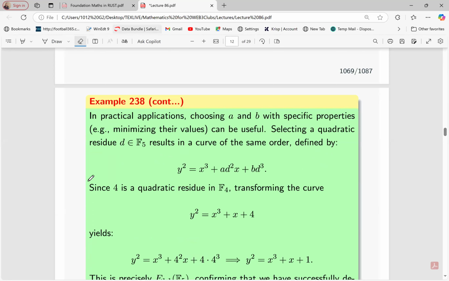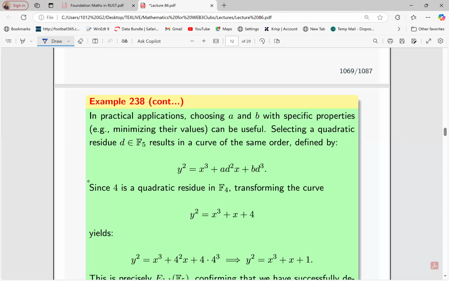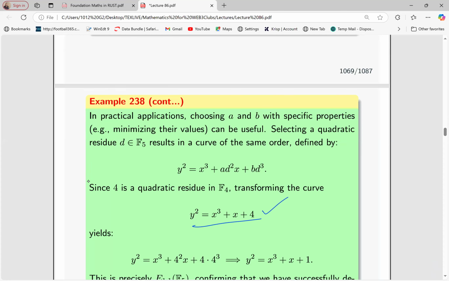We want to map. So this is a curve we obtained when we substituted our C1. But in practical applications, we will not use this one. We will not use this one, but we want to map it to the curve that we want. This is how we map it.